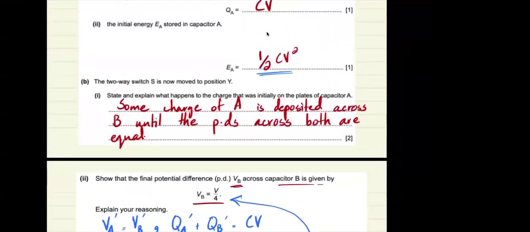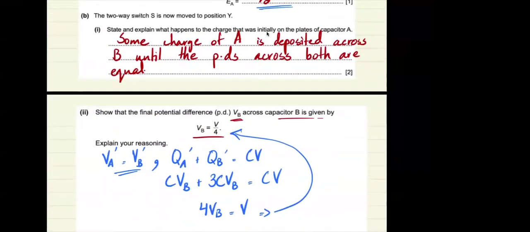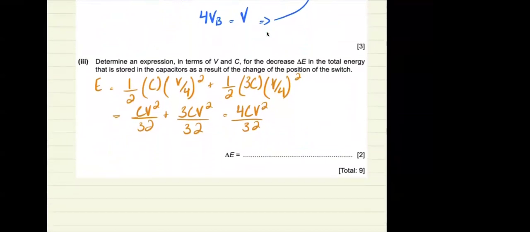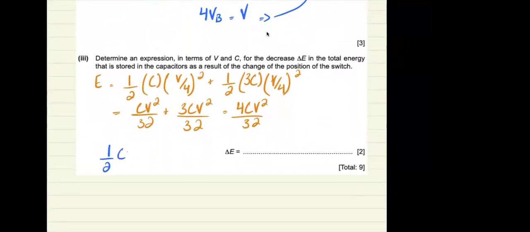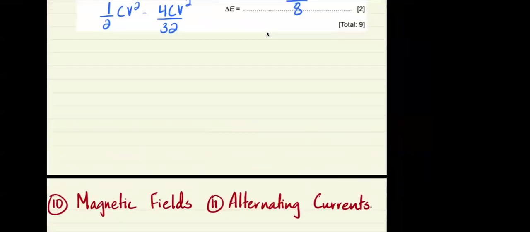The initial energy was half CV squared. So I really have half CV squared minus 4CV squared over 32. Don't freak yourself out over this. Just write CV squared here and then just do half minus 4 over 32. So half minus 4 over 32 is 3 over 8 CV squared, right? So that's the answer to this one.